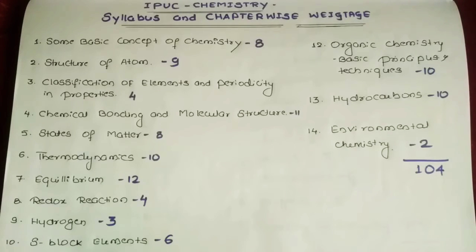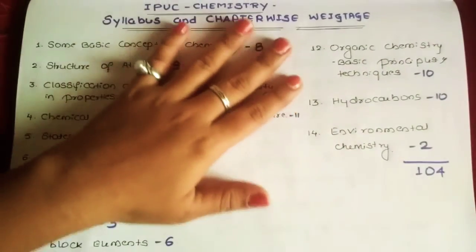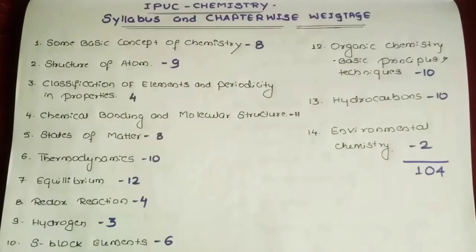Before that, at least you should know what all chapters are included in the first PU chemistry syllabus. There are totally 14 chapters you could see here, along with the weightage I have given.